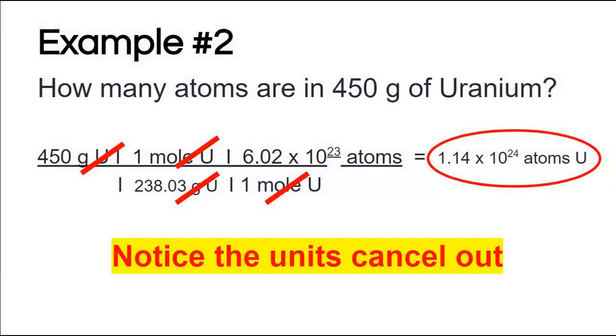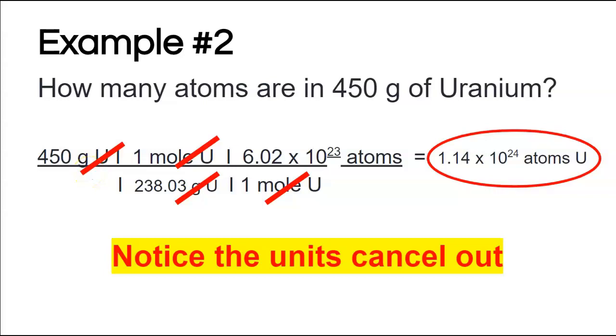Example number 2, very similar. How many atoms are in 450 grams of uranium? Again, I am going to do a two-step problem because I am given grams and I am asked for atoms. That is a two-step problem. I will go from grams to the mole and from moles to atoms. So I start with what's given, 450 grams of uranium, and I need to cancel grams.